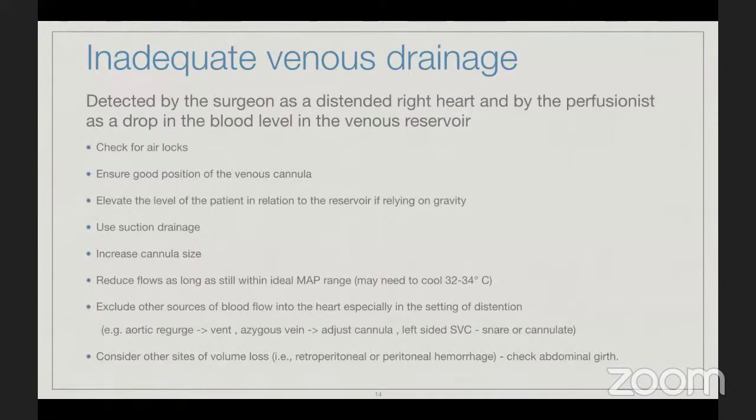And you need to exclude other sources of blood flow into the heart, especially in the setting of distension of the heart chamber. For example, in case of moderate to severe aortic regurgitation, you may consider an LV vent. Or in case of azygos vein, you need to adjust the cannula. And in case of persistent left-sided SVC, you may need to snare it or directly cannulate it. Last, you need to consider other sites of volume loss, for example, retroperitoneal or peritoneal hemorrhage. You need to check for abdominal girth.